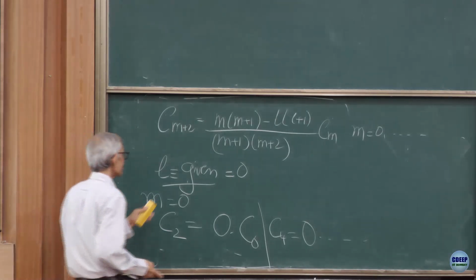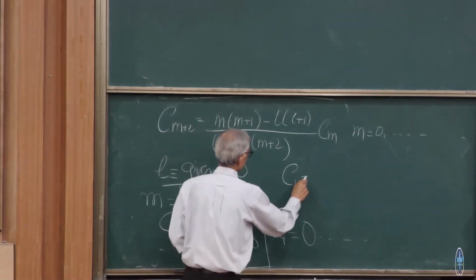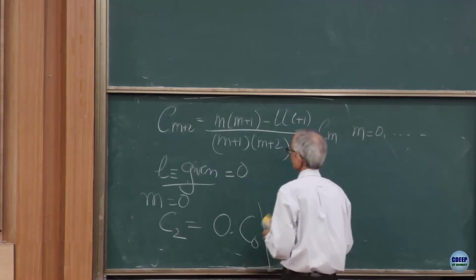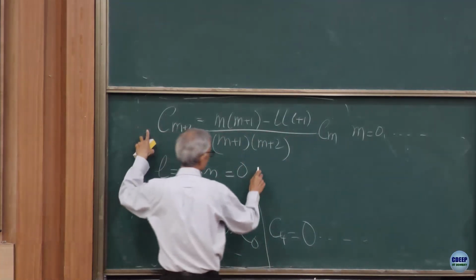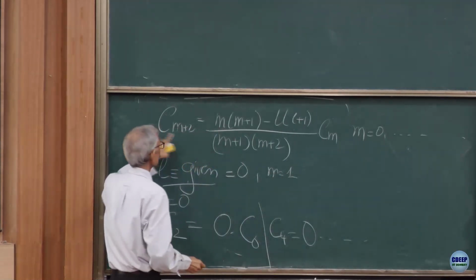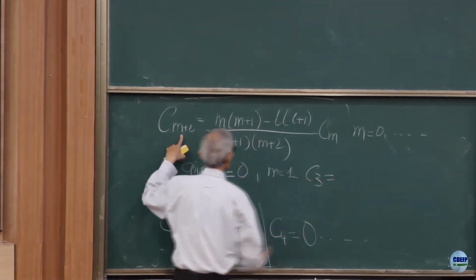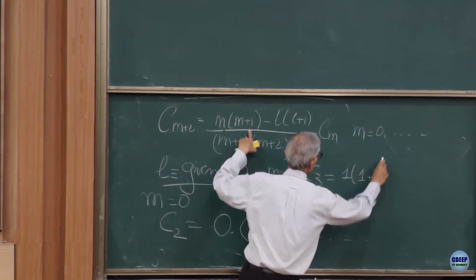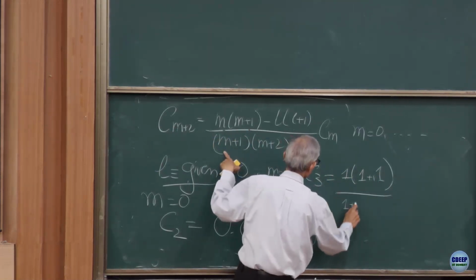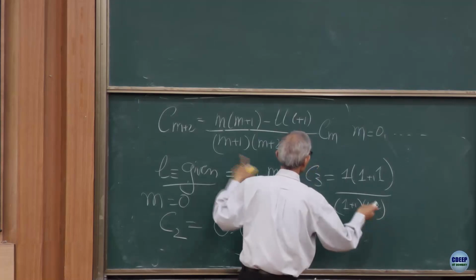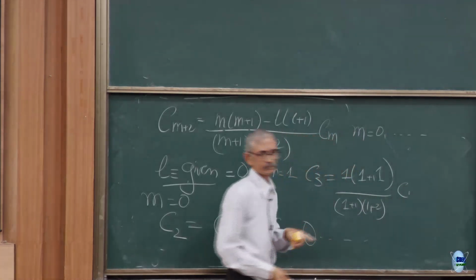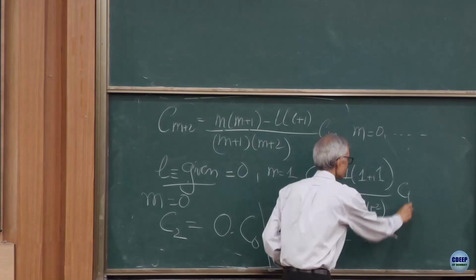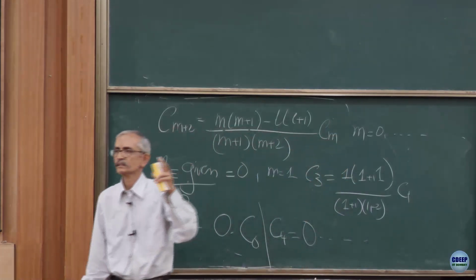Okay. Now there is this C1 now. Correct? So C1 is going to be equal to what? Sorry. So now you put M equal to 1. So M equal to 1 will give me C3 is equal to 1 into 1 plus 1 upon 1 plus 1, 1 plus 2 times C1. Okay. And you can get C3 is so much times C1, C5, etc.